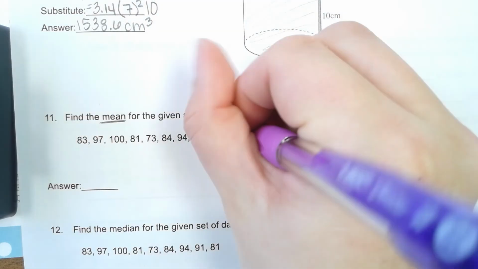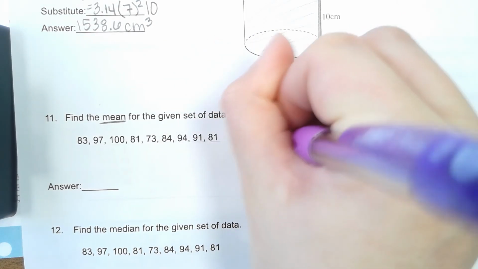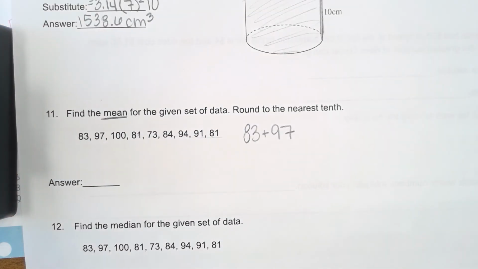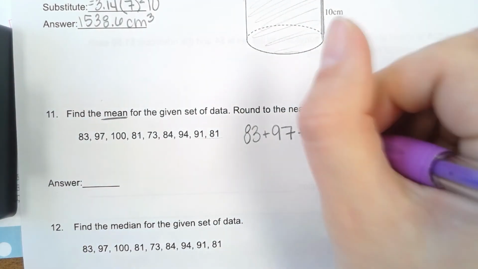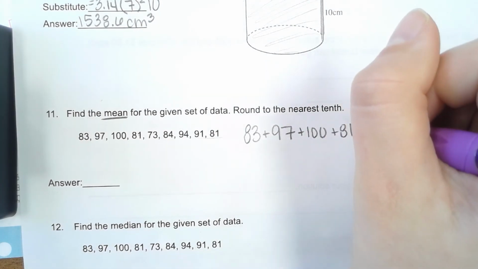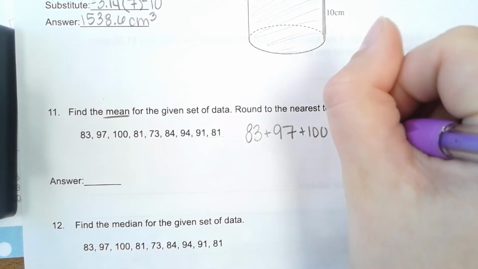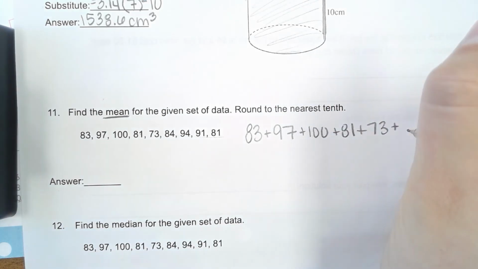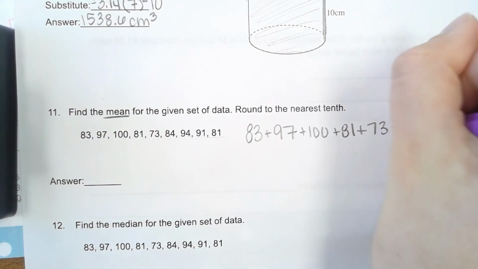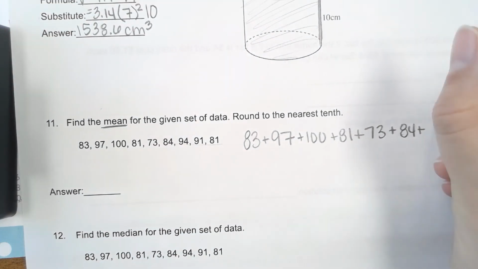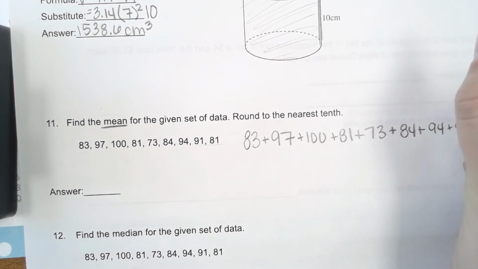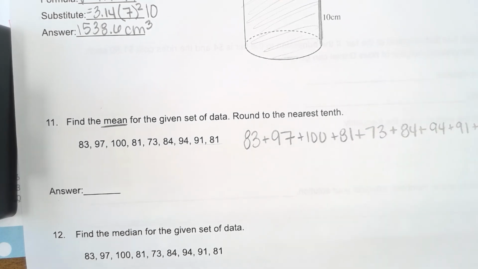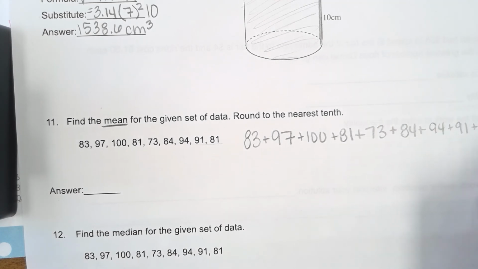Okay, so if I were to take 83 plus 97 plus 100 plus 81 plus 73 plus 84 plus 94 plus 91 and plus 81, you get 784.